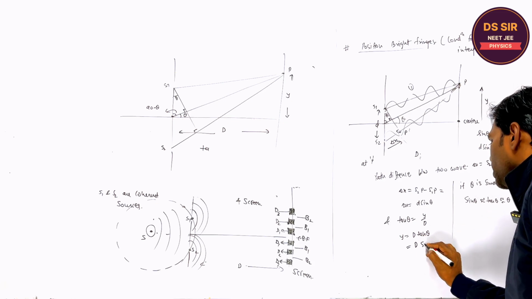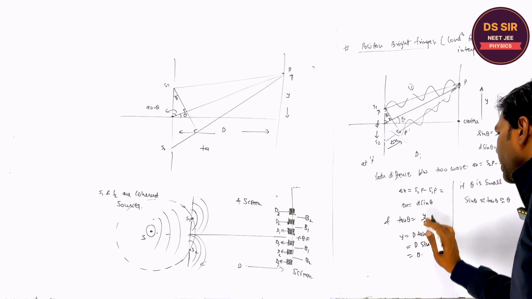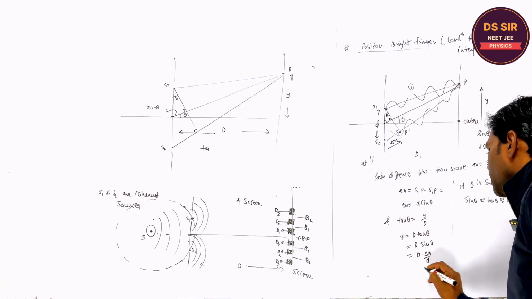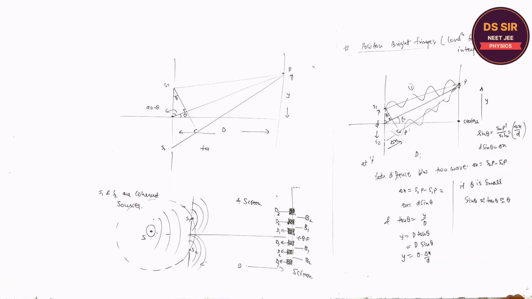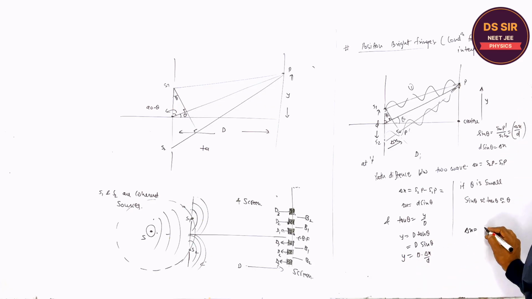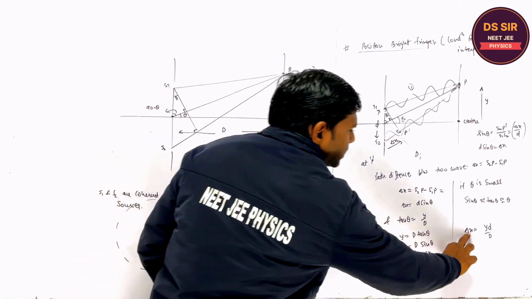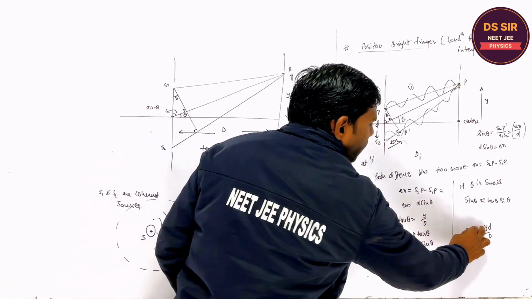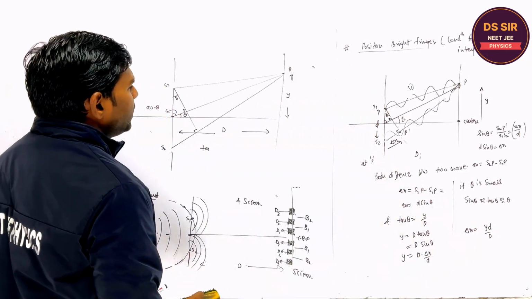And what is the sine theta? Say delta x upon D. Is it clear or not, you tell? Right. So from here, the path difference is equal to yd upon capital D, right? Copy this. So this is the path difference in the form of yd upon D. Is it clear or not, you tell?